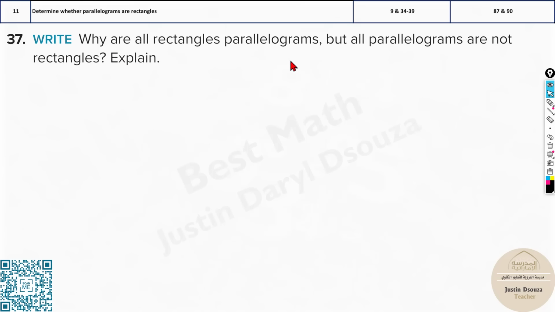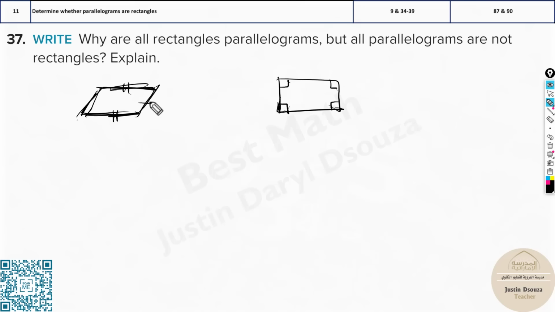Why are all rectangles parallelograms but all parallelograms are not rectangles? Okay, what is a rectangle? A rectangle is a quadrilateral which is a parallelogram and which is having 90 degrees. But what is a parallelogram? A parallelogram is generally drawn like this. I mean, these should be parallel. Any quadrilateral with four sides which is having both pairs of opposite sides parallel, that's it. That's a parallelogram.